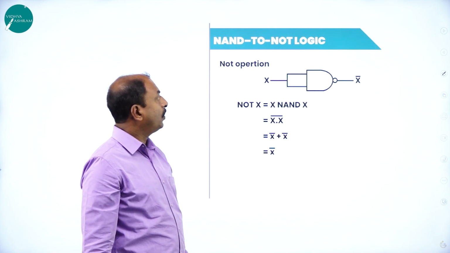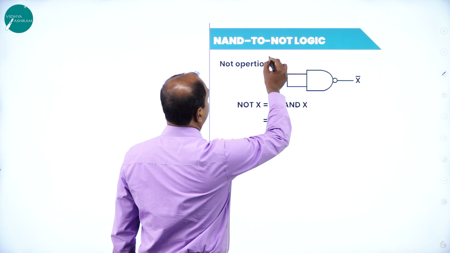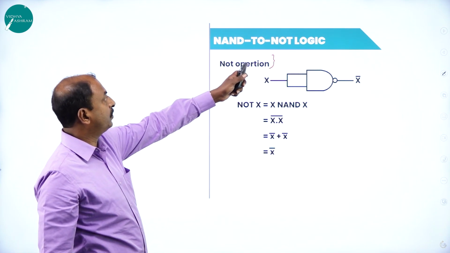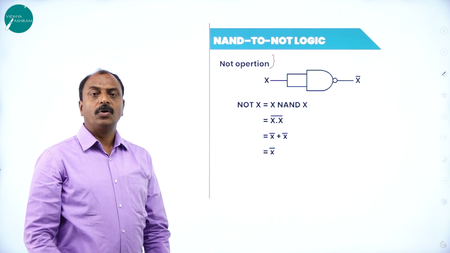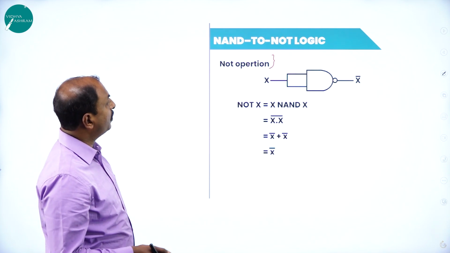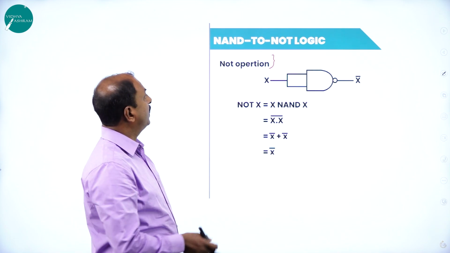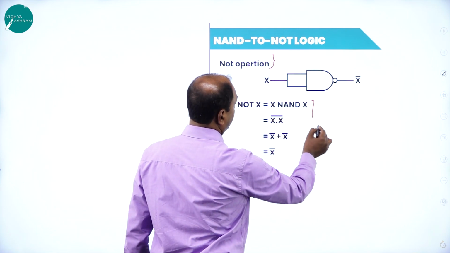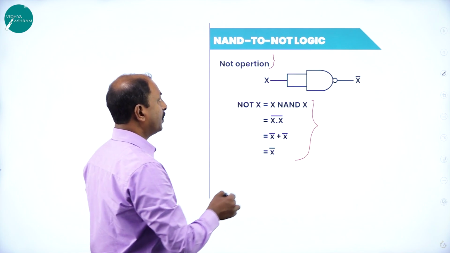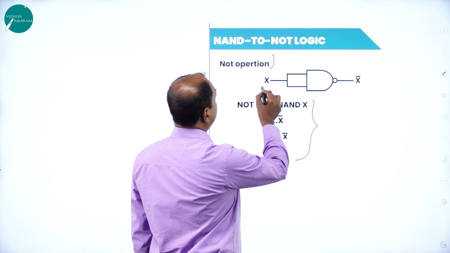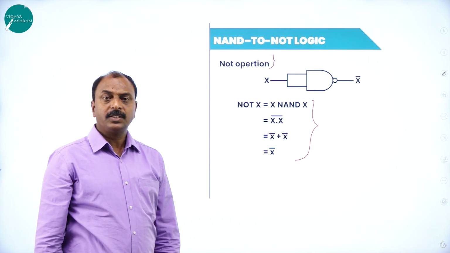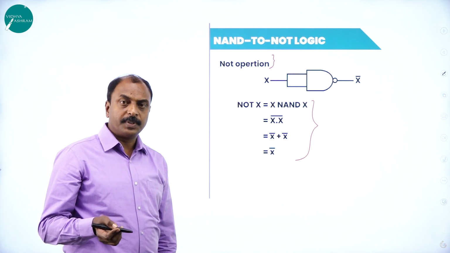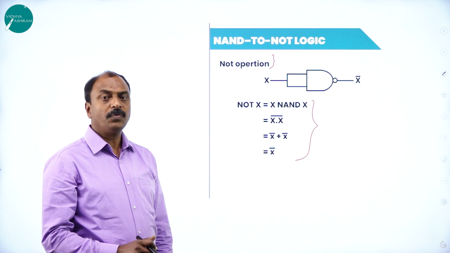Now let us see how we can derive basic gates with the help of the NAND gate. NAND to NOT logic means how do we write a circuit for the NOT gate by using the NAND gate. Here is the equation, which we can write algebraically, and here is the diagram. The NOT gate takes only one input and always gives one output. The output will be the inverse, or opposite, of the input.